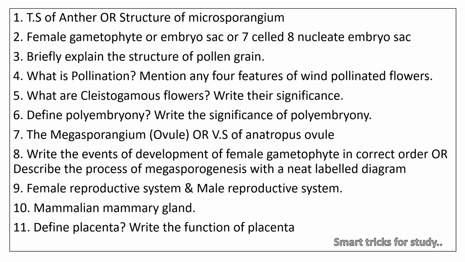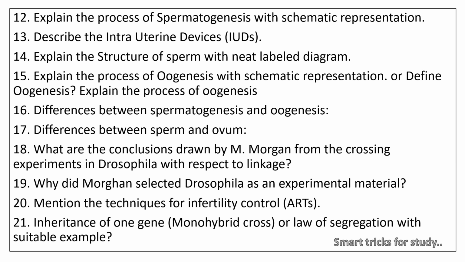11. Define placenta. Write the function of placenta. 12. Explain the process of spermatogenesis with schematic representation. 13. Describe the intrauterine devices, IUDs. 14. Explain the structure of sperm with neat labeled diagram. 15. Explain the process of oogenesis with schematic representation. Or define oogenesis. Explain the process of oogenesis.